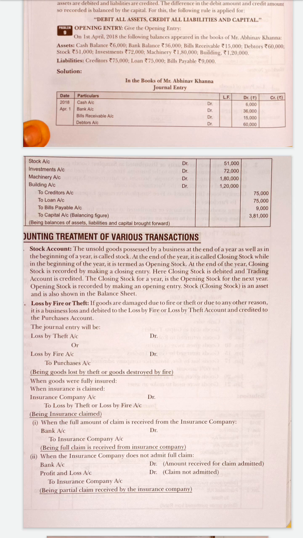We already know that, no? If goods are purchased, we debit the purchase account. If the goods are purchased for cash, for whatever the transaction, we debit the purchase account. Like that, if the goods are damaged, it is a loss. Loss is a debit balance; we debit all expenses and losses as per the rule. So we debit the loss by fire or loss by theft, and we credit the purchase account. Understood? Being goods lost by theft or goods destroyed by fire is the narration below the journal entry.